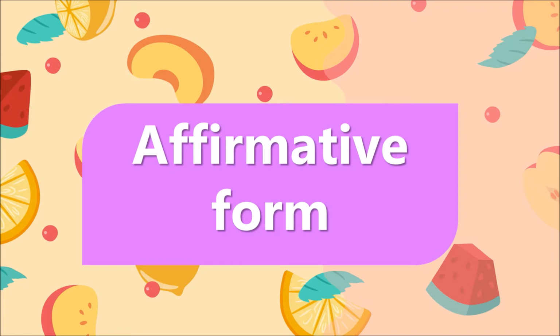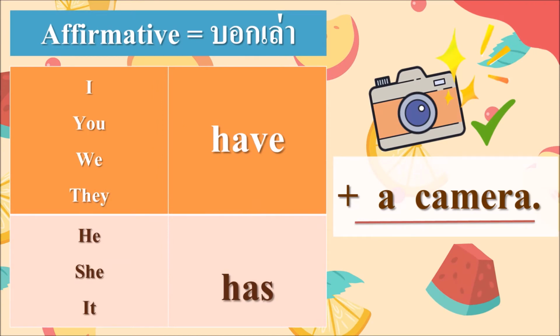Let's begin with affirmative sentence. When you're talking about you or me, we say I have. For you, you have. For me and some other people, we say we have. And some other people, we say they have. I, you, we, they are plural, and we use have.